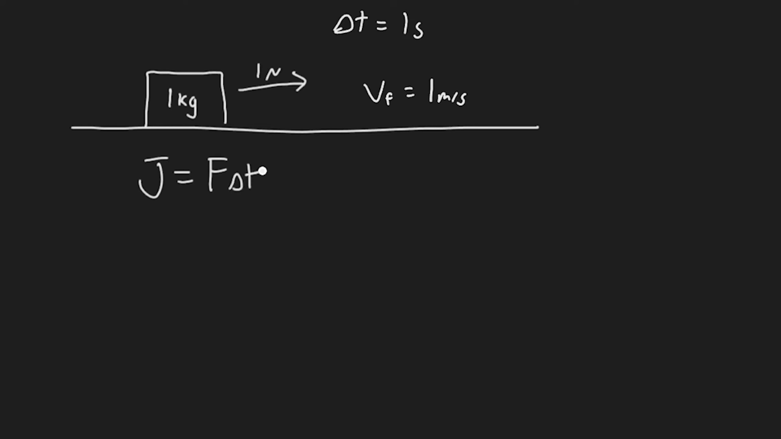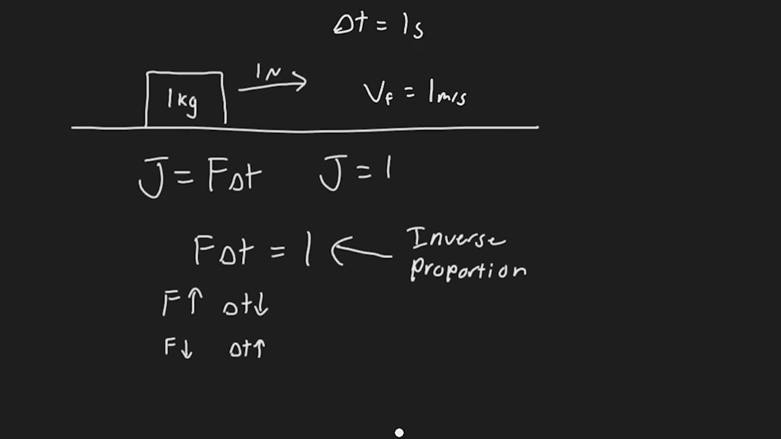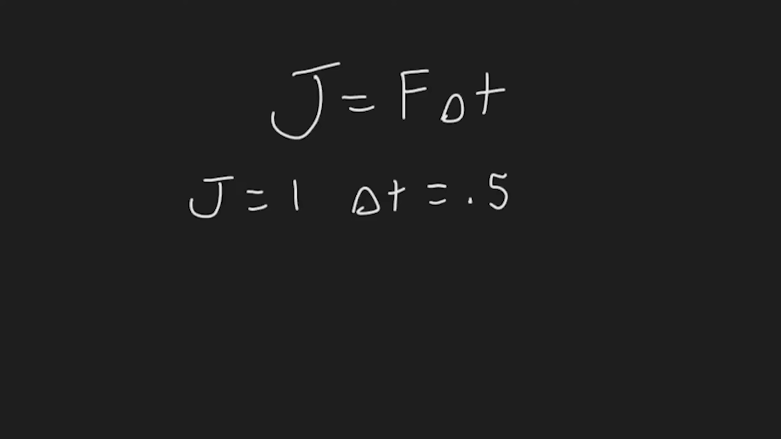Because J equals FT and J equals 1, FT equals 1. This is what's called an inverse proportion, where when one variable decreases, the other increases. So if our time is 0.5 seconds and our impulse is 1, the force required is 2 newtons. If our time is 0.1 second and our impulse is 1, the force required is 10 newtons. See where this is going?